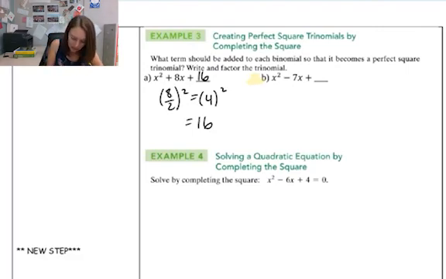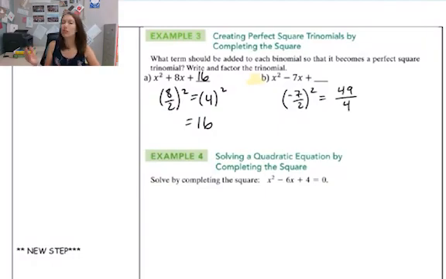Now this one's a little different. Negative 7 divided by 2 squared. It's not going to be a whole number, and it's okay. As weird as it is, we actually are just going to leave it in fraction form, 49 over 4. So you square the numerator and the denominator. So this is going to be 49 over 4.